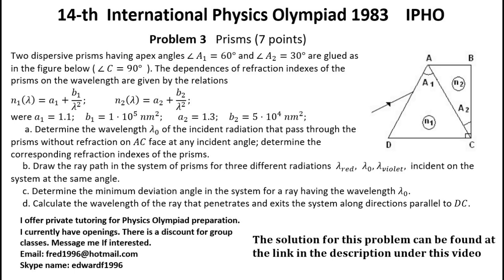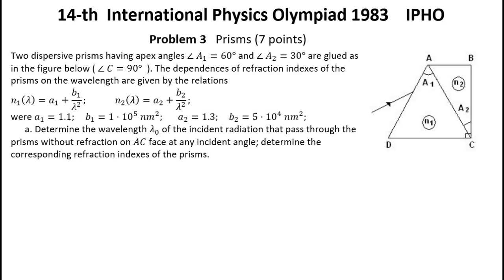Question A. Determine the wavelength lambda 0 of the incident radiation that passed through the prisms without refraction on AC face at any incident angle. Determine the corresponding refraction indexes of the prisms. Question B. Draw the ray path in the system of prisms for three different radiations: lambda red, lambda 0, lambda violet, incident on the system at the same angle. Question C. Determine the minimum deviation angle in the system for a ray having the wavelength lambda 0. Question D. Calculate the wavelength of the ray that penetrates and exits the system along directions parallel to DC.